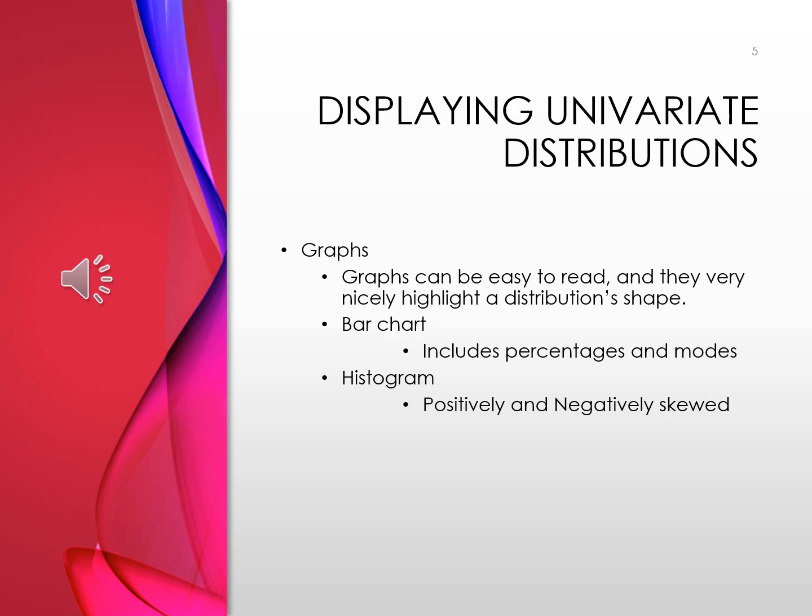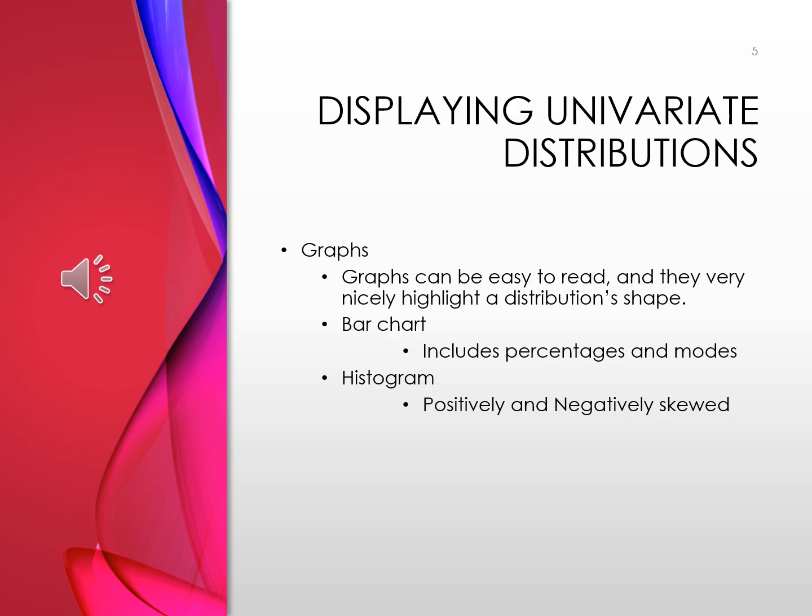A variable's level of measurement is the most important determinant of the appropriateness of particular statistics. For example, we can't talk about skewness or lack of symmetry of a qualitative variable that's measured at the nominal level. Graphs can be easy to read. They very nicely highlight a distribution's shape, but if they're misused, they can distort rather than display the shape of a distribution. A bar chart is a graphic for qualitative variables in which the variable's distribution is displayed with solid bars that are separated by spaces. This includes percentages and modes.